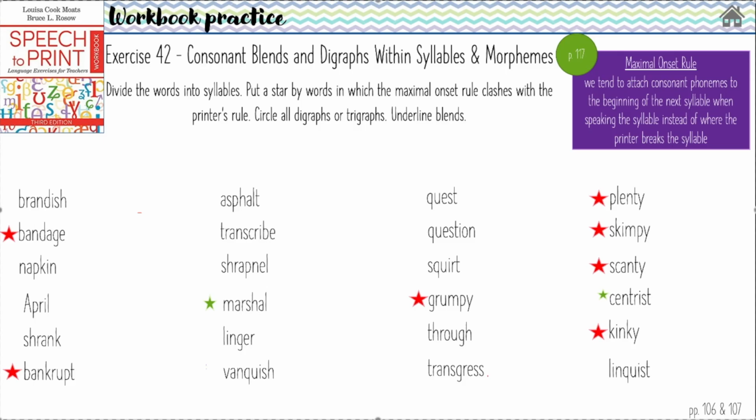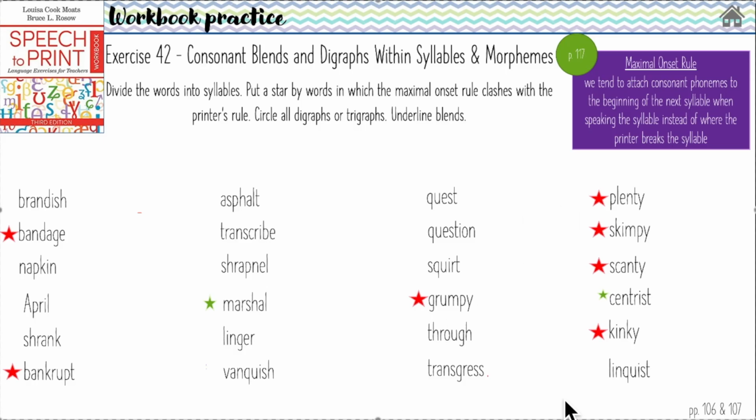Now, the maximal onset rule messes with this because just like when we said rabbits before, we don't say rab-bits. When we speak, we say ra-bits. And it just pops that B over to the next syllable. So finding the number of syllables is nice to say it, but finding where the syllable break is not, because then it doesn't follow the rules with our spelling constraints and things. So this activity is to help you find where those syllables are. So put a star by the words in which the maximal onset rule applies, and I already did that for you guys here.